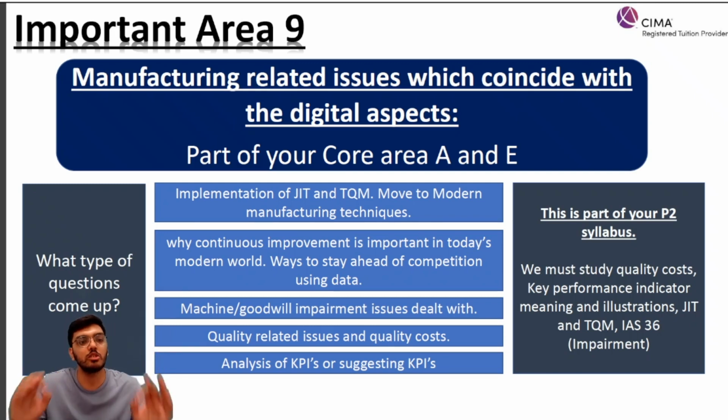All of this is in your P2 syllabus. So if you've studied quality costs, key performance indicators, meaning and illustrations, JIT, TQM, IAS 36, which is impairment, you've covered this particular segment, and if your questions come from core areas A and E under this umbrella, you will be ready to answer.